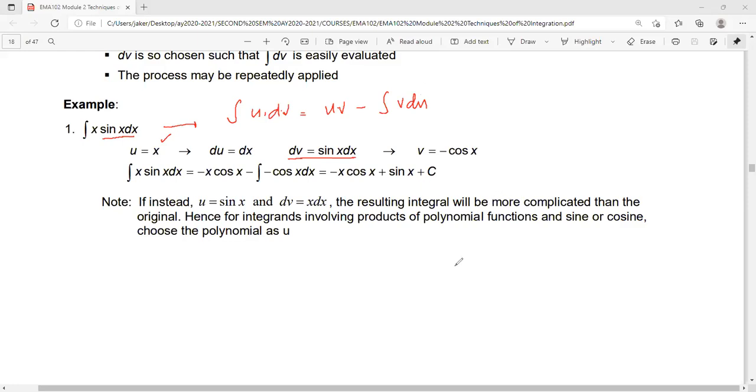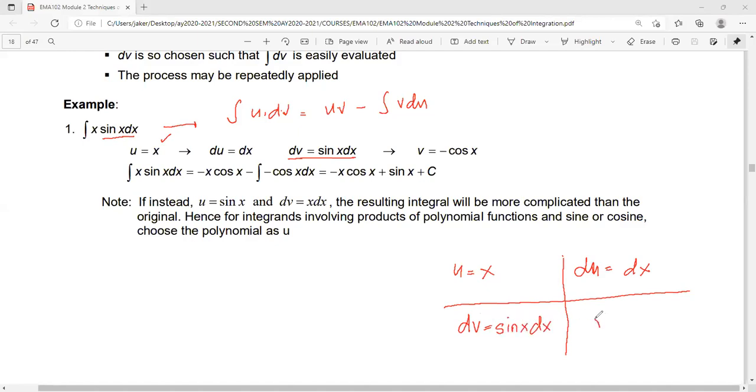I usually write my u here on the upper left side. So if I divide my paper into 4 sections, this is my u. So what's my u? That's my x. Beside it, I'll write the du. The du, the derivative of the u, is the dx. Now, since we already represented the sine x dx as the dv, because that's the remaining expression after you take out the x, I'll write it here. The dv is sine of x dx.